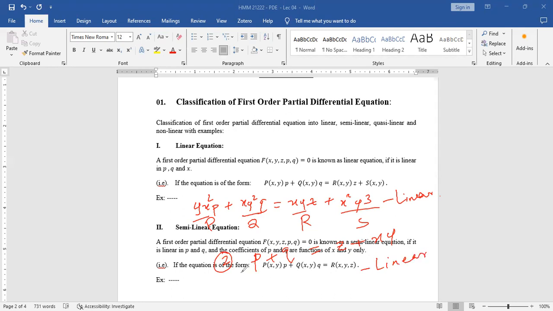Why? Maybe the function, the capital P may be 1, capital Q may be 1, and this R is also 1, and this can be any S. Okay, there is no need to have a function of x and y all the time. Maybe 1 is also some kind of constant, isn't it? This is a constant coefficient. Here we have a variable coefficient. That's all. Okay, so this is also one of the linear equation examples.